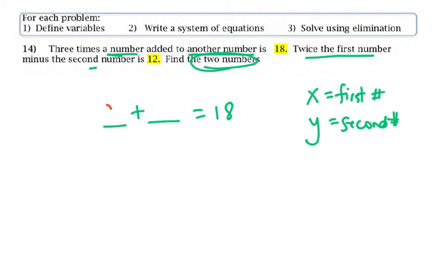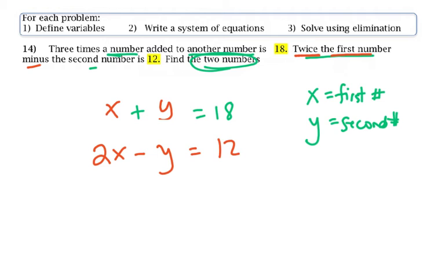So if we take the first number plus the second number, it's 18. That's our first equation. Now take the second sentence. It says twice the first number, so that's going to be 2 times x, minus the second number is 12. So that's my equation that I have, my system. And so now that I know how to do elimination, I can solve this. So this was number 1, this is number 2, and now for number 3, I'm going to solve that.